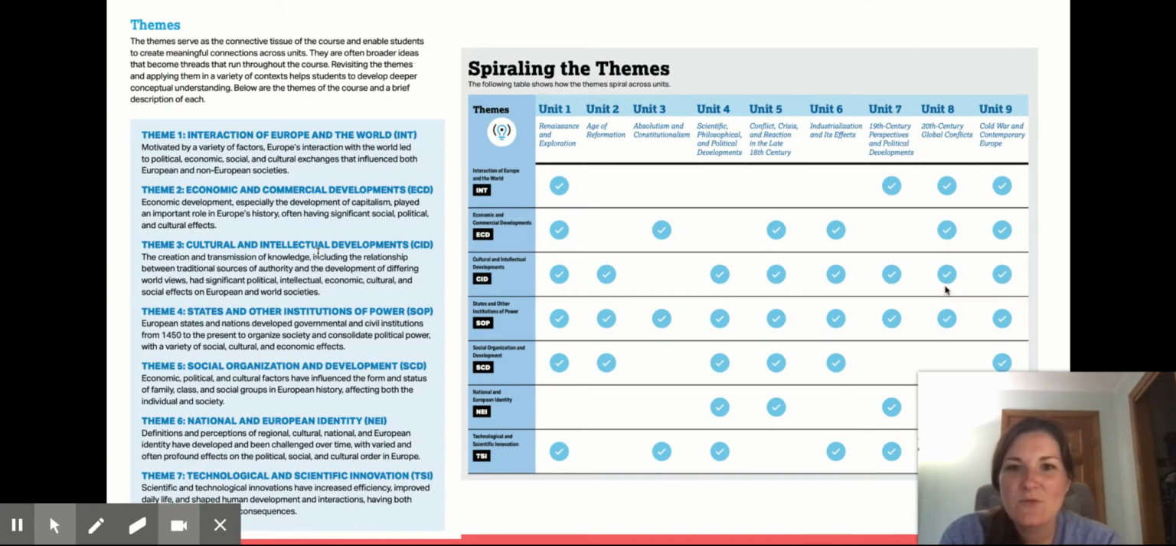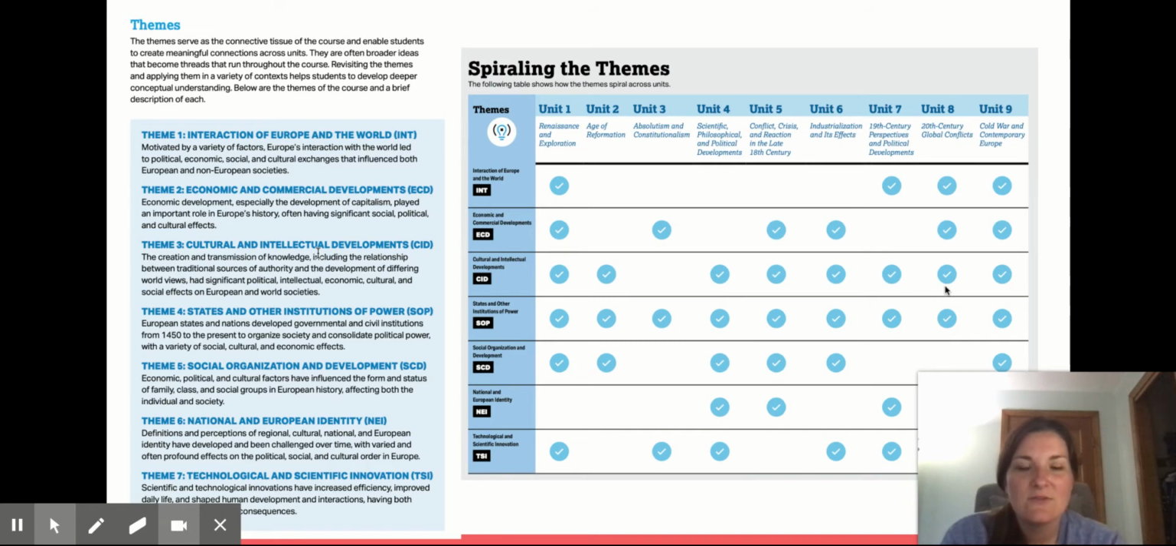Now, one last thing before we get to the format of the exam are the themes. Throughout the course, there are 7 different themes. First is interaction of Europe and the world. Second is economic and commercial developments. Third is cultural and intellectual developments. Fourth are states and other institutions of power. Fifth, social organization and development. Sixth, national and European identity. And seventh, technological and scientific innovation.